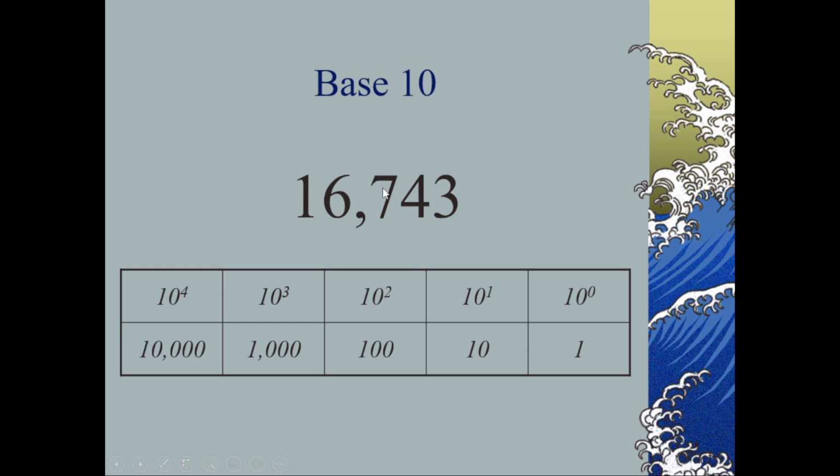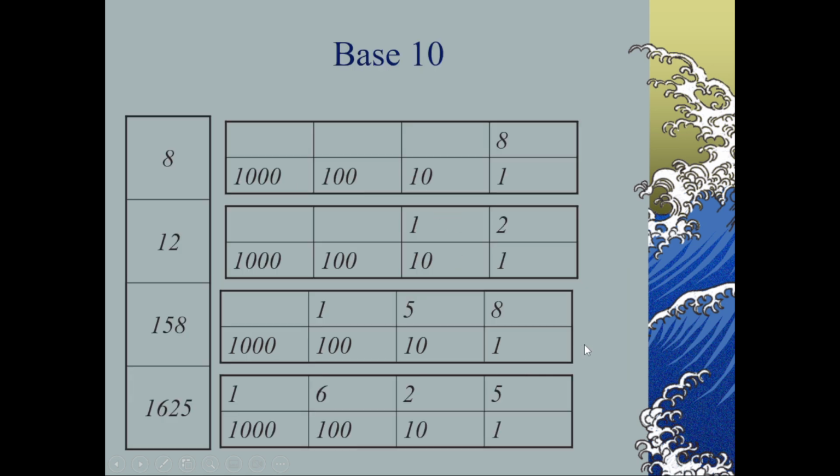So this 16,743 is really saying I have 1 group of 10,000, 6 groups of 1,000, 7 groups of 100, 4 groups of 10, with 3 left over. Okay? So in base 10, how do we say 8?